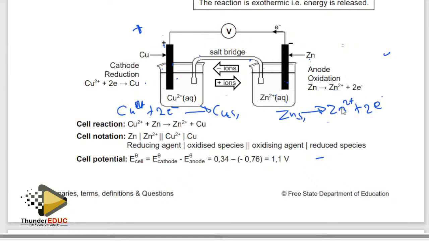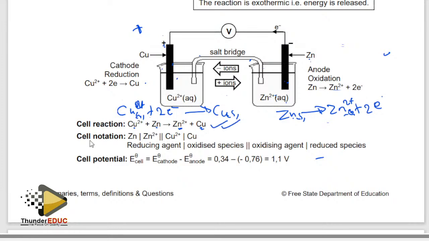These are half equations. So basically what happens here, I combine these two. Actually it's copper 2 ions plus zinc, this gives me zinc 2 ions plus copper. You understand? So basically that's what you do.